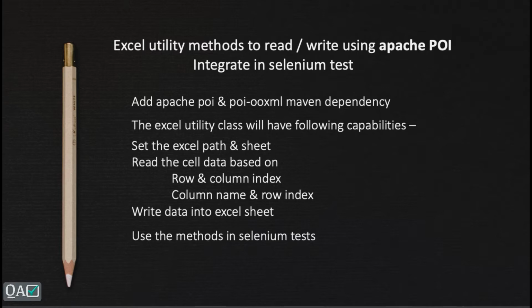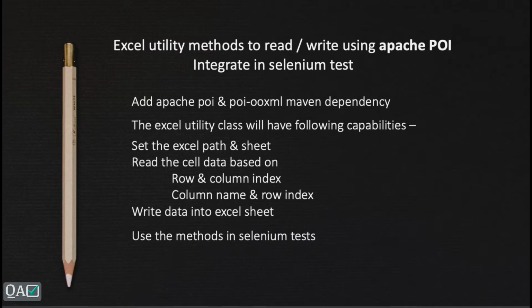We will see how we can create a Maven project and then add all the pom.xml dependencies like Apache POI, and then we will see how we can set the Excel sheet path and the sheet, read the data, and then utilize the Excel sheet operations to create a utility method, and then we will call that utility method in our Selenium test script.